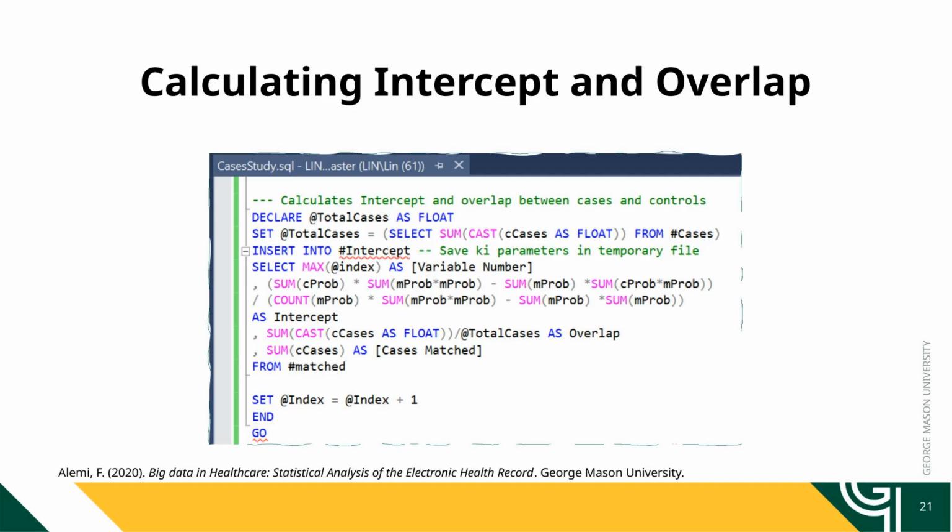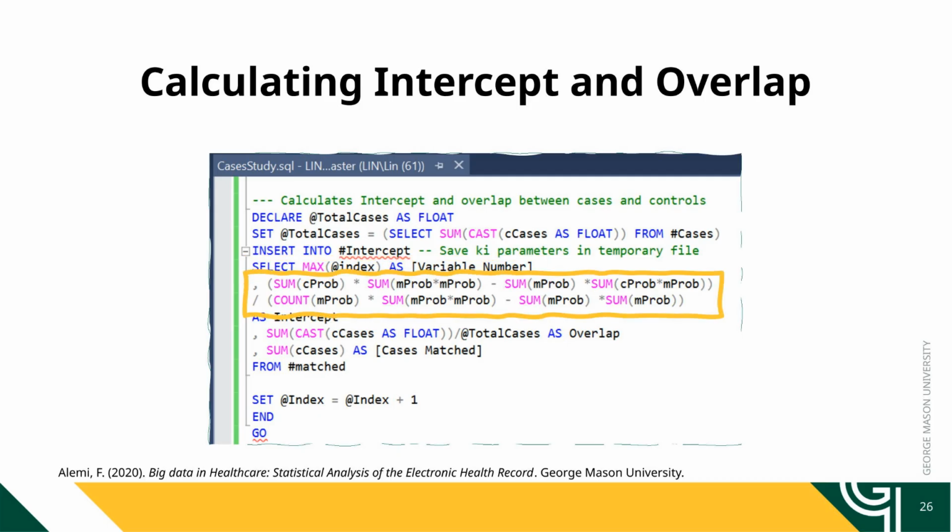This section calculates the intercept for modeling purposes and the overlap between cases and controls. Initializes a variable to hold the total number of cases. Calculates the total number of cases from the cases table. This command prepares to store calculated intercept values in the intercept temporary table. Captures the current index variable number for reference.